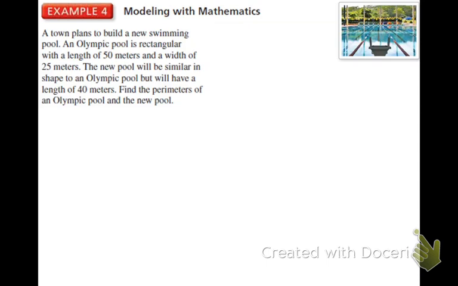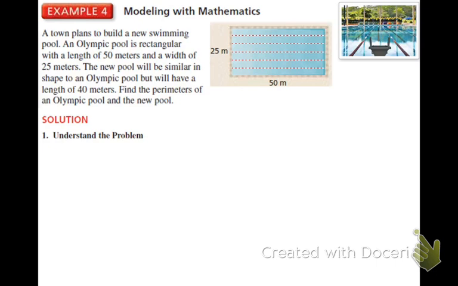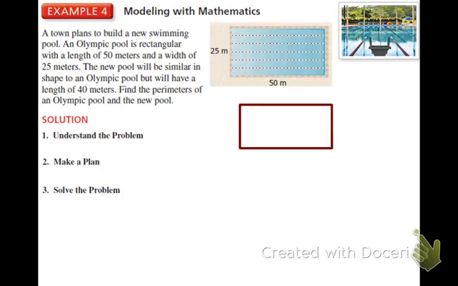Our word problem. A town plans to build a new swimming pool. An Olympic pool is rectangular with a length of 50 meters and a width of 25 meters. So I'm pretty sure you guys already have the drawing. Am I right? Yes. Okay. The new pool will be similar in shape, so it will also be a rectangle, but will have a length of 40 meters. Do you already have that? Yes. See, I don't have that, so I have to draw it. So it will be similar, but instead of 50 meters, it's going to be 40 meters. Find the perimeters of an Olympic pool and the new pool.